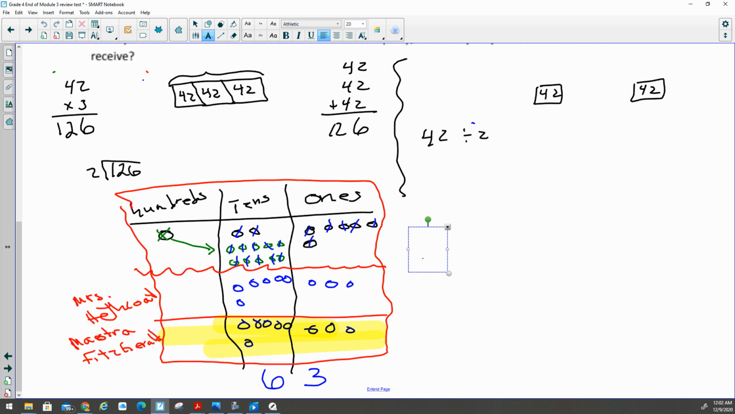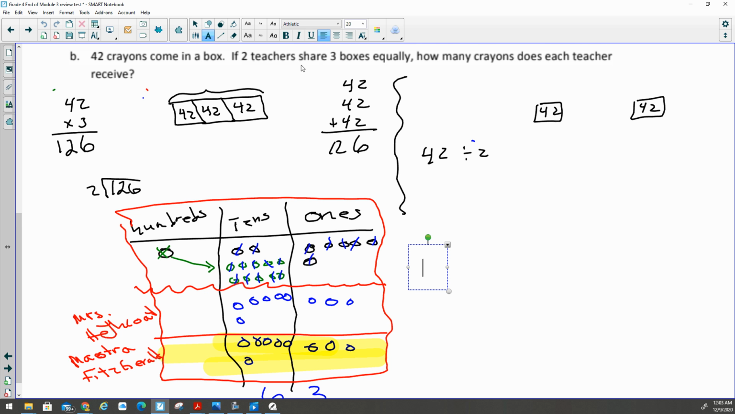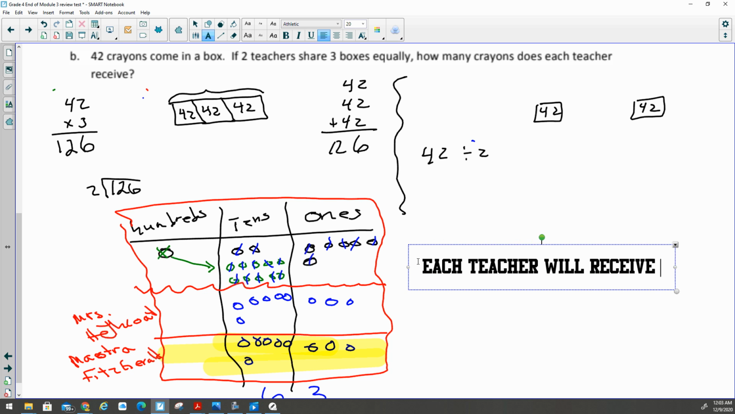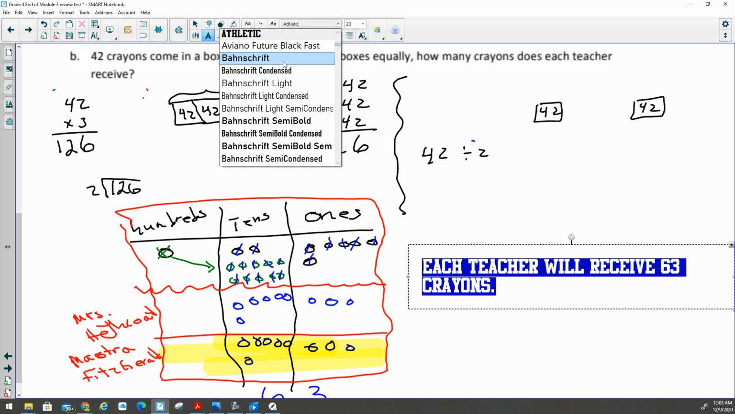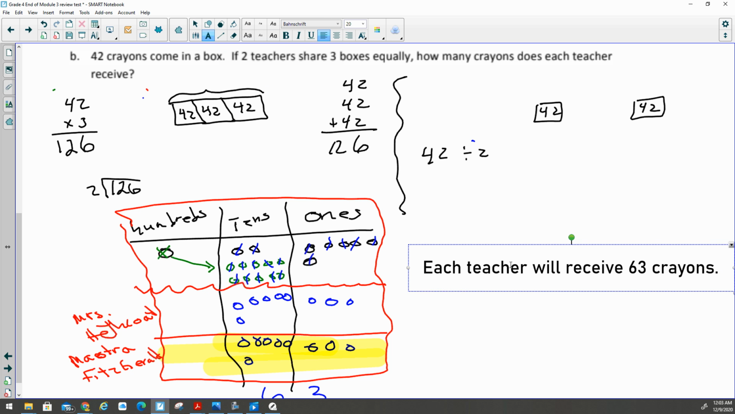So let's go ahead and do the word answer. All right, so let's see here. The original question said, if two teachers share 3 boxes equally, how many crayons does each teacher receive? Each teacher will receive 63 crayons. Again, let me make sure I'm not writing in all caps because that looks like I'm screaming at somebody. There we go. Make sure you write the word crayons. Without it, it will be wrong.